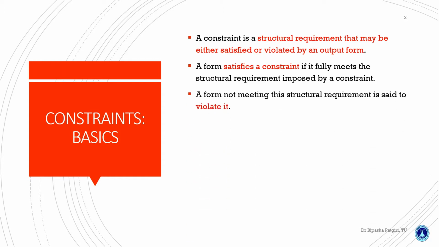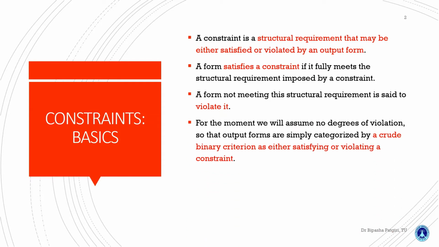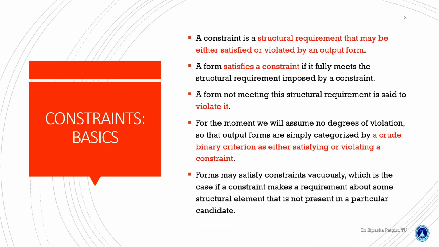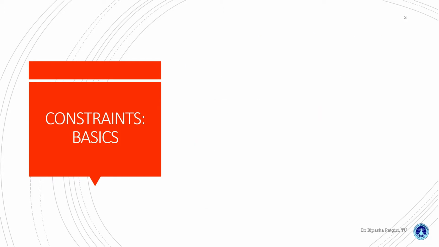A form not meeting this structural requirement is said to violate it. For the moment, we will just assume there are no degrees of violation, so that output forms are simply categorized by a crude binary criterion as either satisfying or violating a constraint. Forms may also satisfy constraints vacuously, which is the case if a constraint makes a requirement about some structural element that is not present in a particular candidate or form.